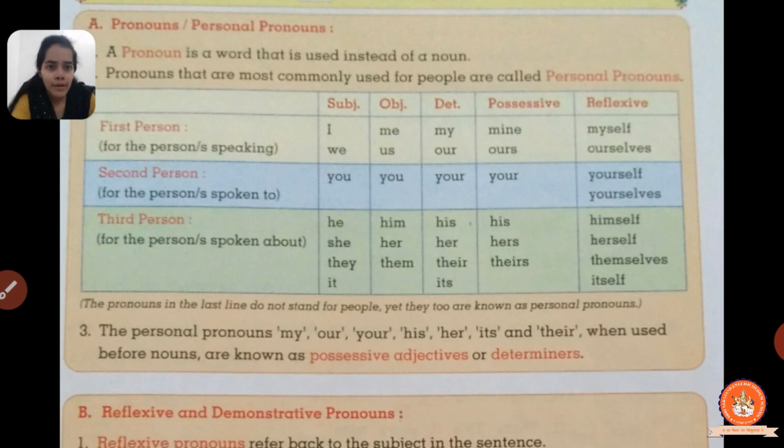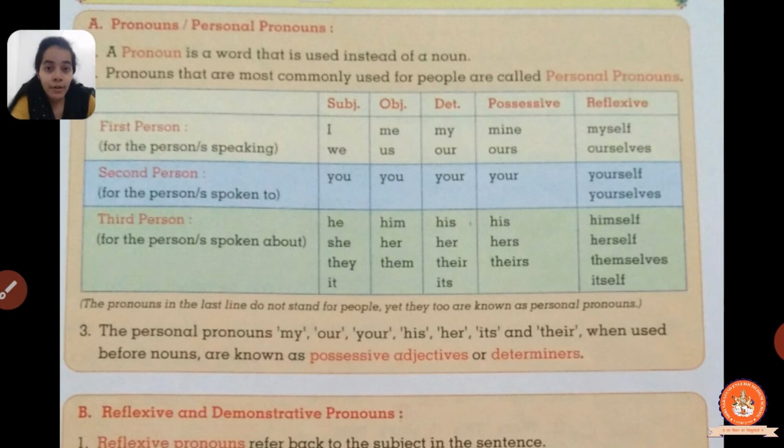Now we'll see the third person. For third person, for a boy the subject is he, the object is him, the determiner is his, and the possessive is also his. For the reflexive pronoun we use himself. If it's a girl, then we use subject she, object her, determiner her, possessive hers, and reflexive pronoun herself. If we are talking about a group of people, we use subject they, object them, determiner their, possessive theirs, and reflexive pronoun themselves.